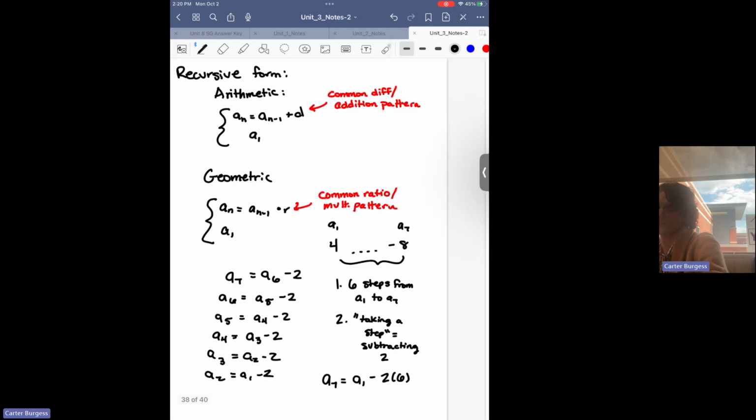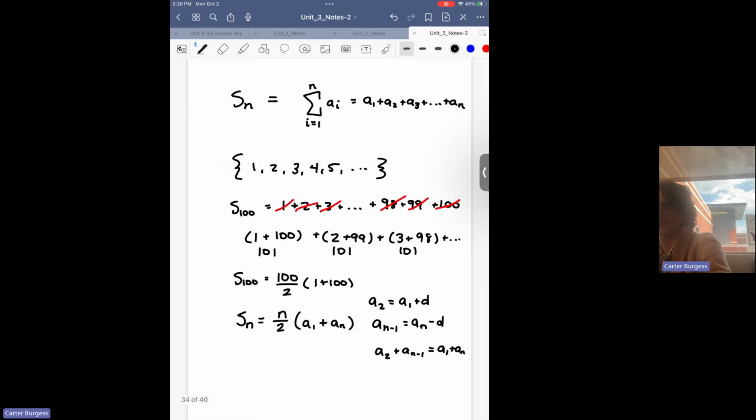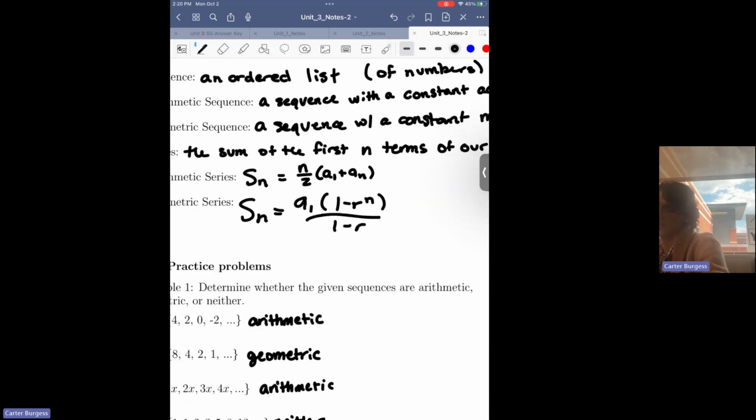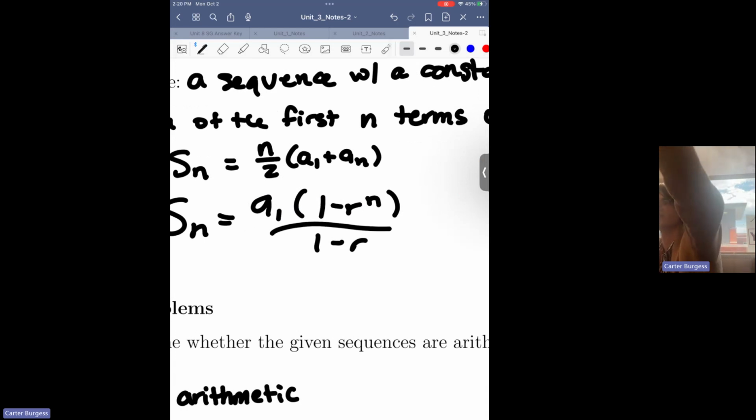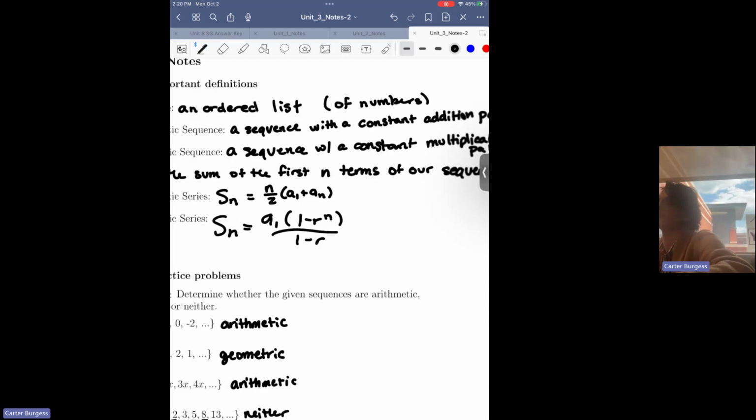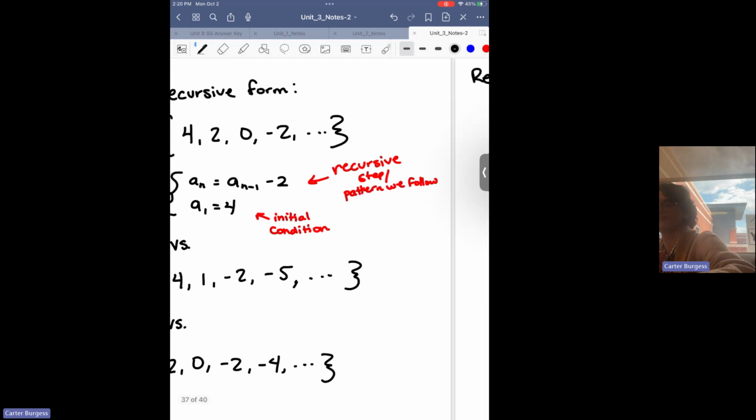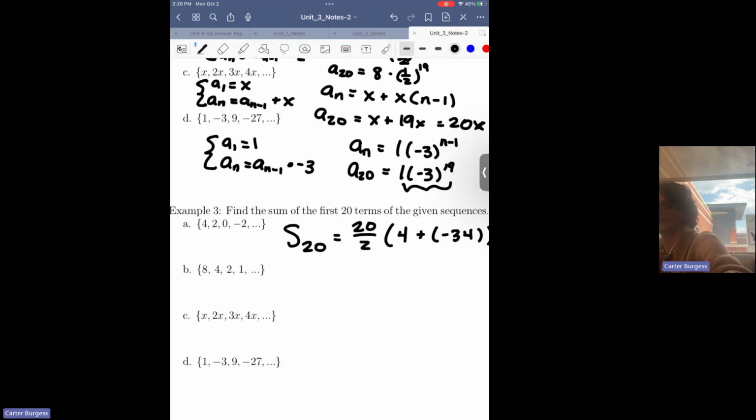Well, this is just the formula. We were using our formula that we derived: n over 2, the number of pairs that I can make, times 1 plus a sub n, the sum of my first and my last term, is the sum of my whole thing.